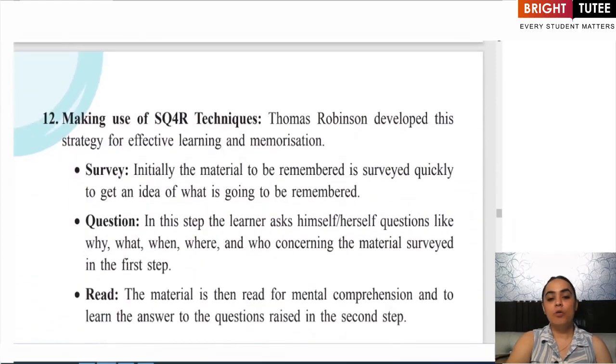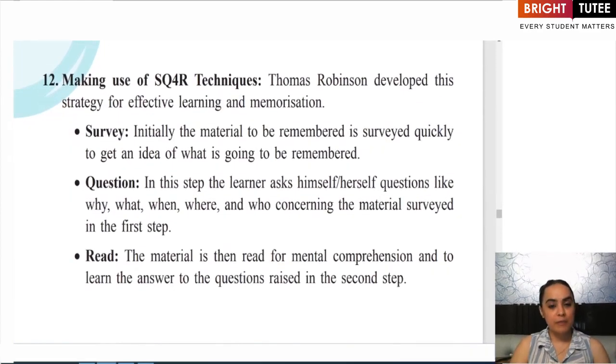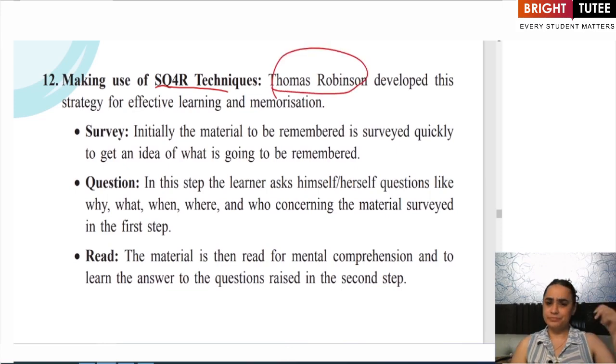The last mode of improving one's memory is making use of the SQ4R technique. Now, this technique was developed by Thomas Robinson. According to him, S stands for survey. If you want to learn something, you will first have to go through the material very quickly so that you can get an idea of what all you are going to remember.